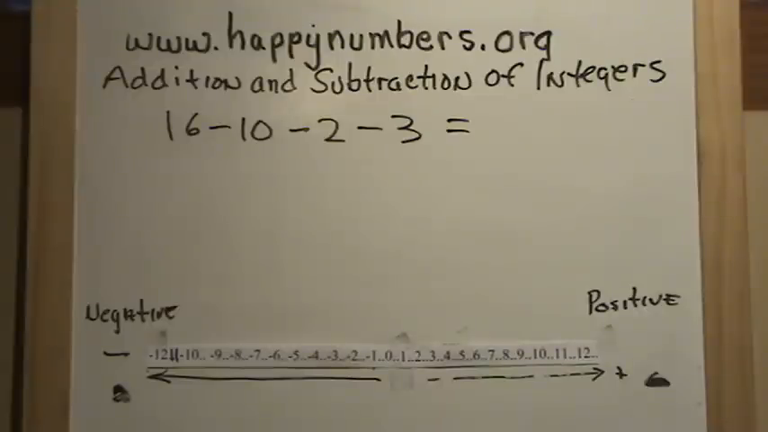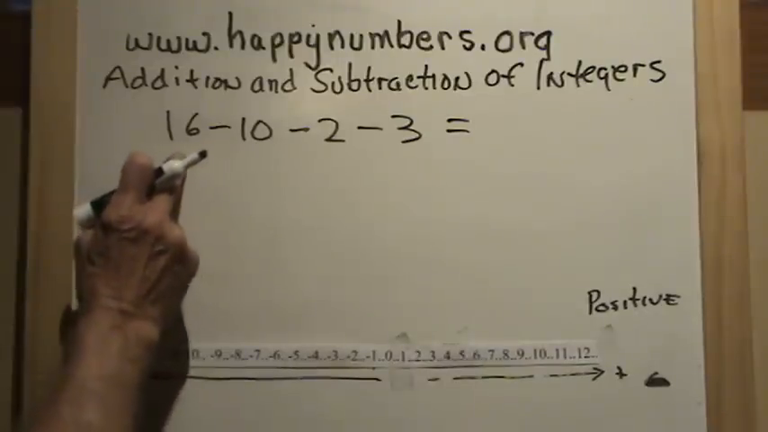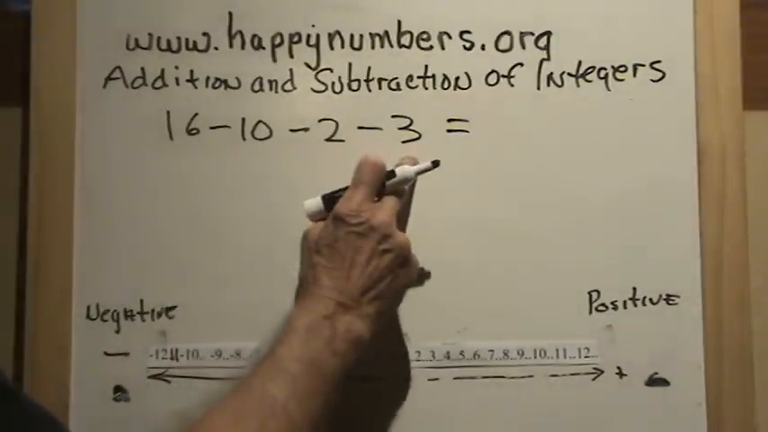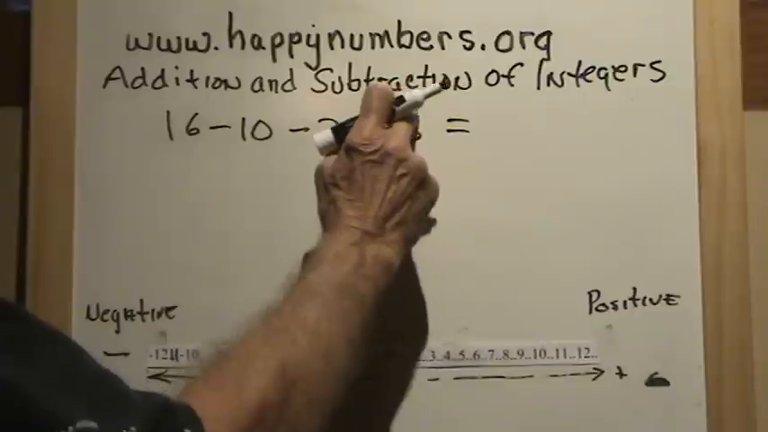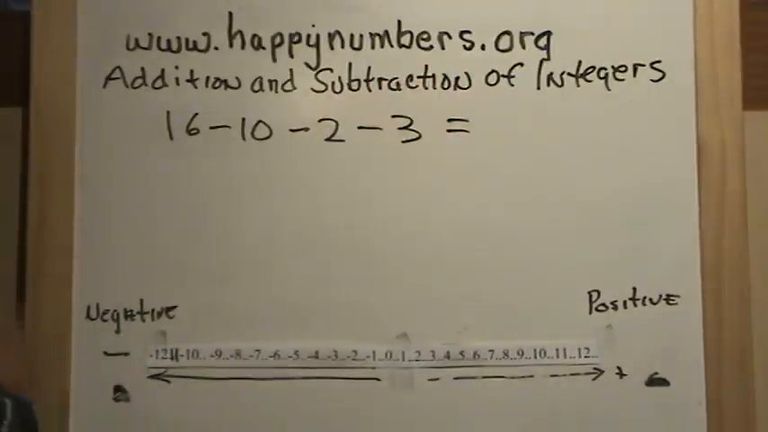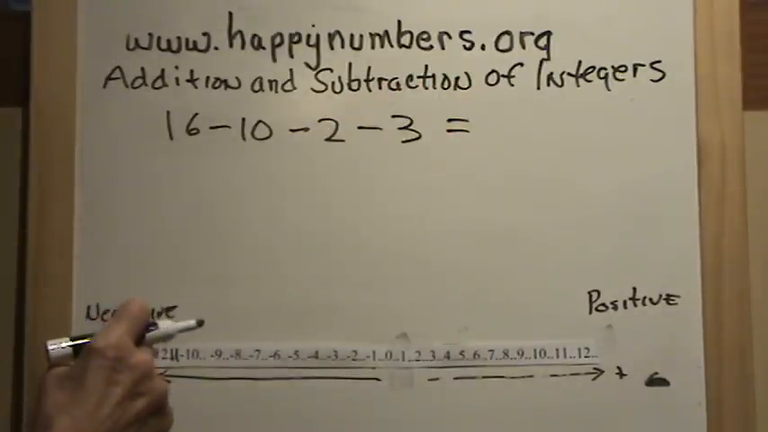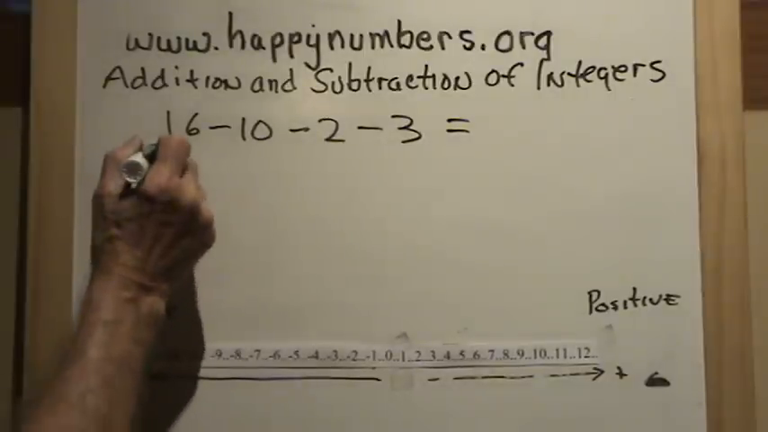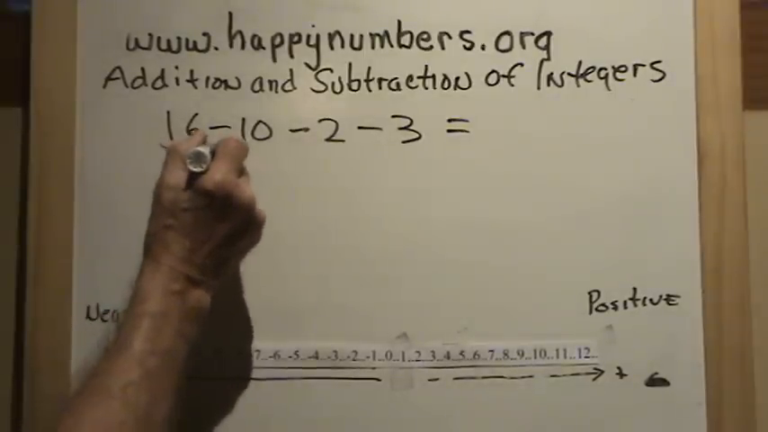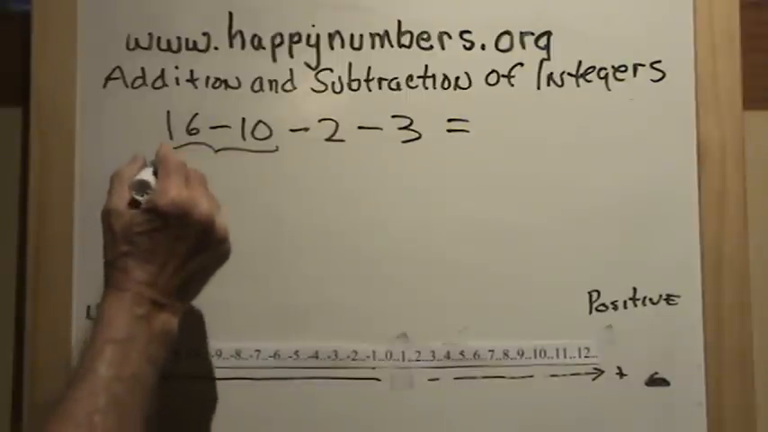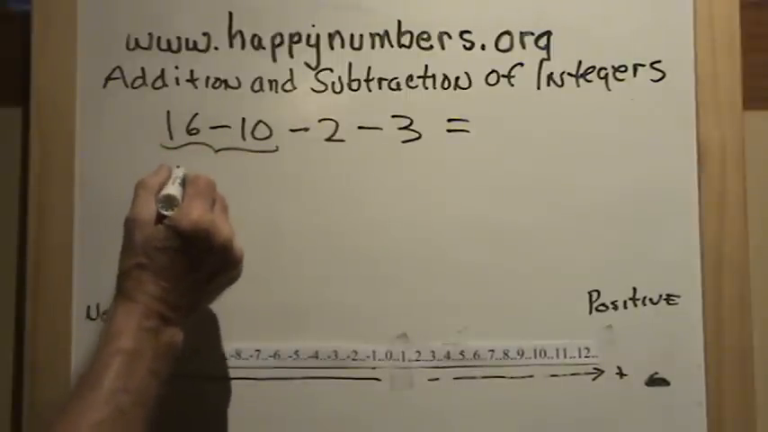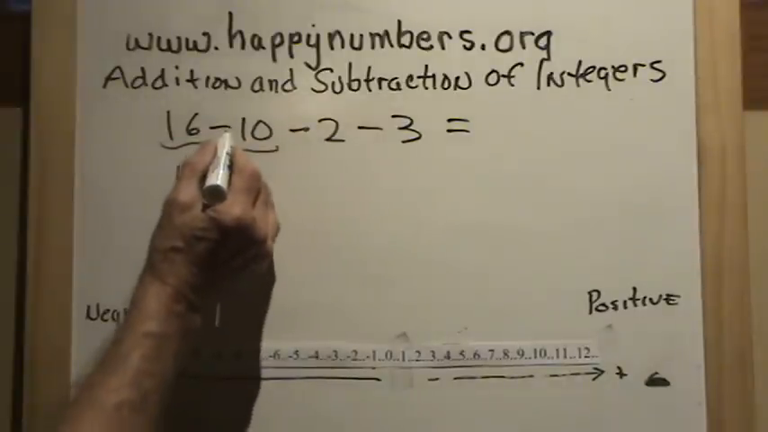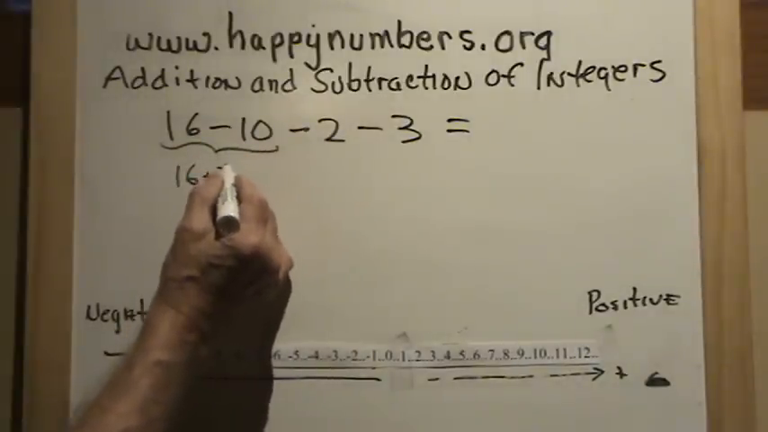And let's take a look here. Well, we have here 16, take away 10, take away 2, take away 3. So if this is subtraction of integers, then we know that we have to actually add the opposite of the second number. So let's work just these two numbers first. So we have to rewrite the problem, 16. Now I'm going to add the opposite, so I'm adding the opposite of positive 10, which is negative 10.